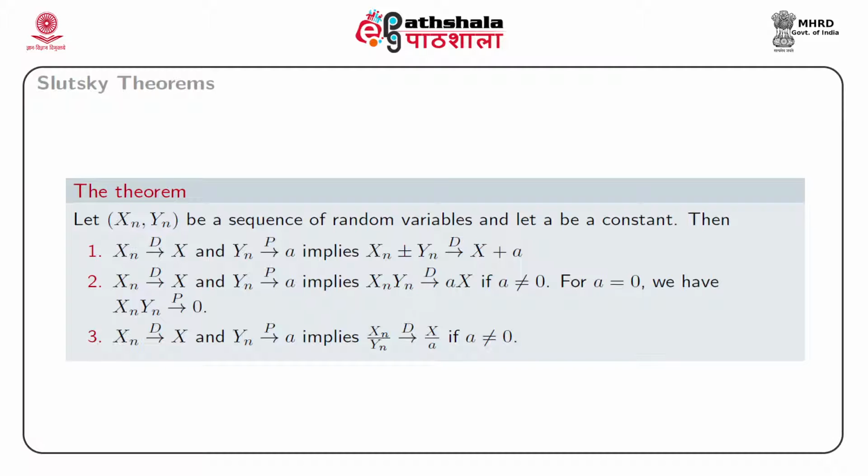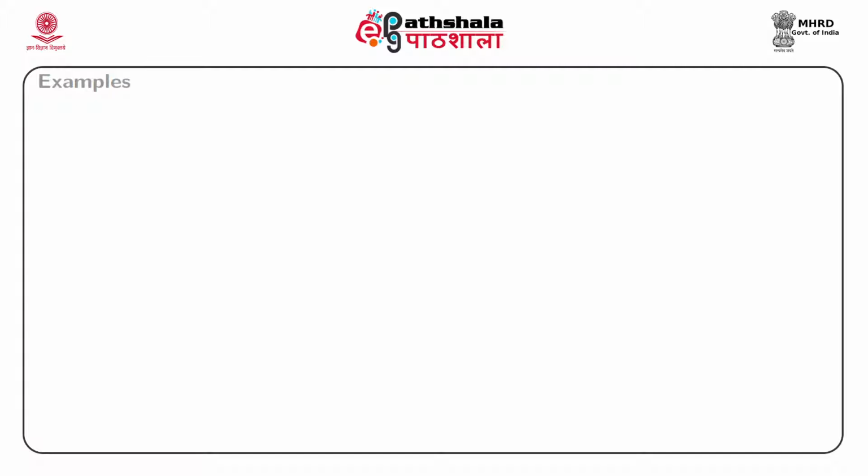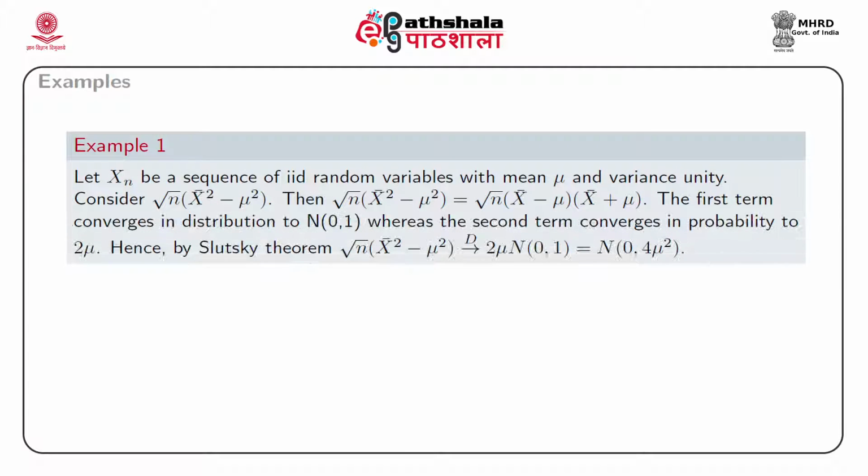Actually, the Slutsky theorem for the ratio of random variables comes from the Slutsky theorem for the product of the random variables. So, let us illustrate with some examples. Consider our first example. Let Xn be a sequence of IID random variables with mean mu and variance unity. So, first of all, assume that this mean is non-zero. Now, consider the convergence of square root of n times X bar square minus mu square, where X bar is nothing but the sample mean based on n IID observations.